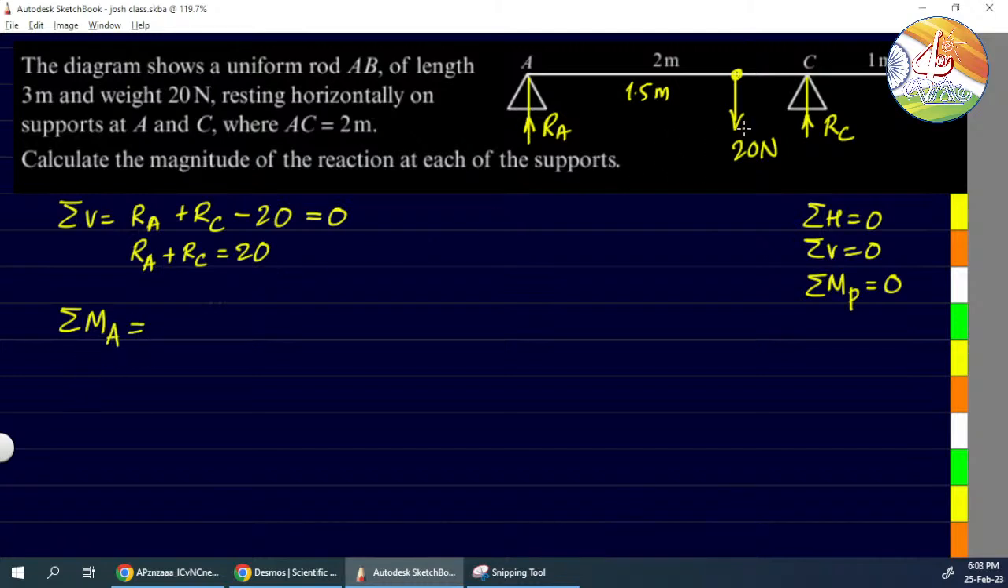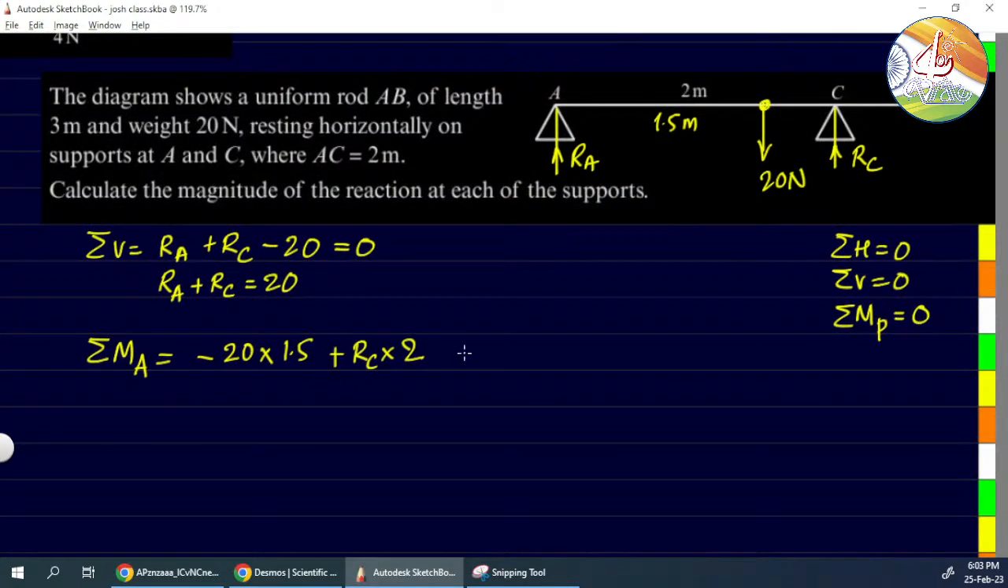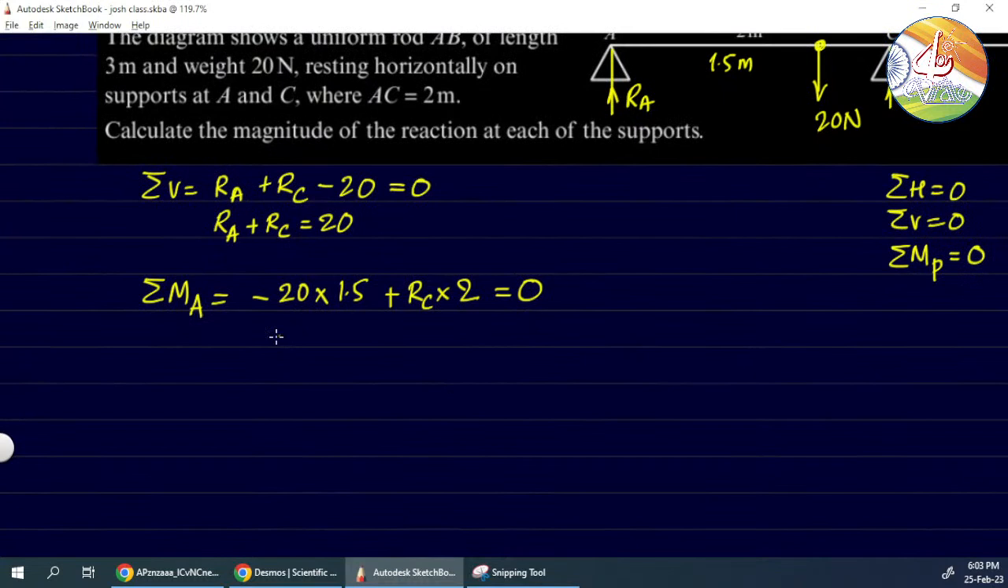Then the moment due to RA will be 0 because it is passing through the point A. Next, 20. For 20, the perpendicular distance is 1.5 and it is in clockwise direction, so minus. Then RC, the distance is 2 meters and this is going in anti-clockwise direction, so that has to be plus. There are no other forces. The moment due to RA is of course 0, so this total should be equal to 0 because the object is in equilibrium.